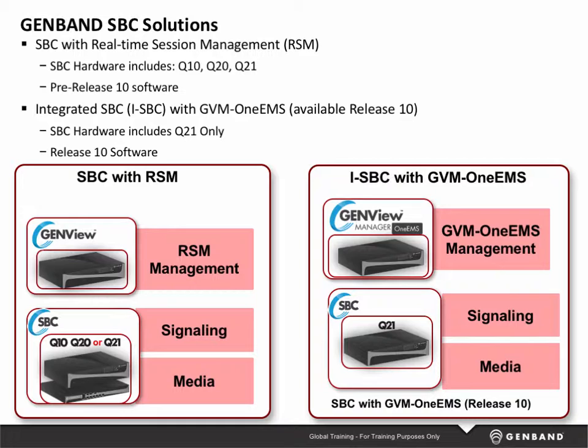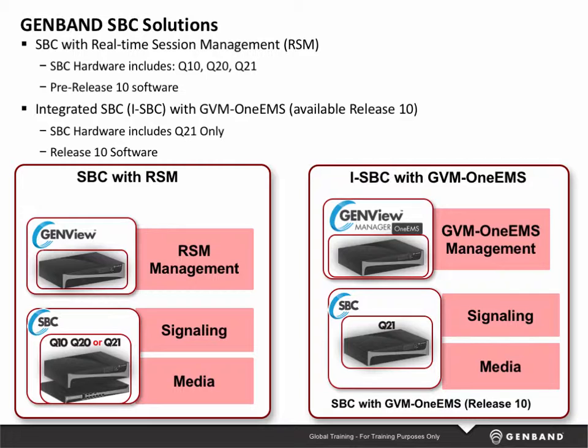SBCs prior to release 10 typically used the RSM for a GUI interface. The primary difference here is SBCs on release 10 or higher support the distributed functionality, meaning audio is no longer handled in the same box doing SIP signaling. So the Q20, Q21, if they're on release 9.1, 9.2 or lower, typically would handle the audio integrated into the box, meaning a single box is handling both audio and SIP signaling.